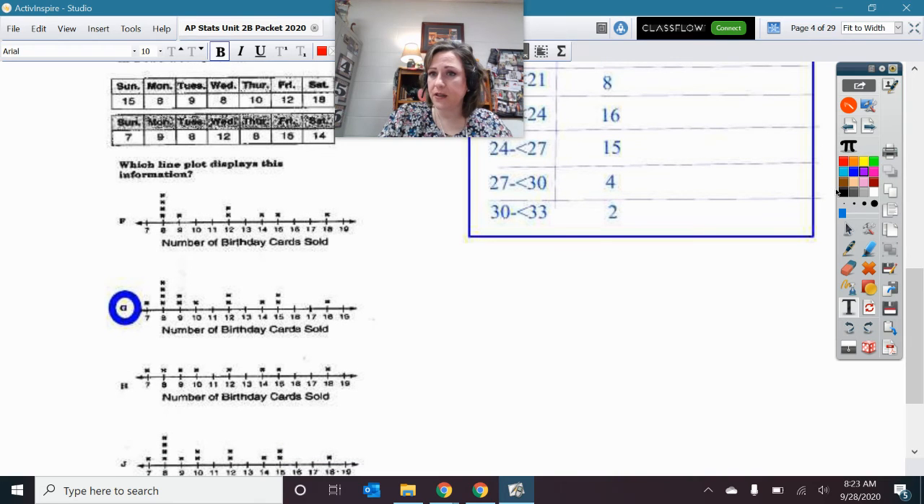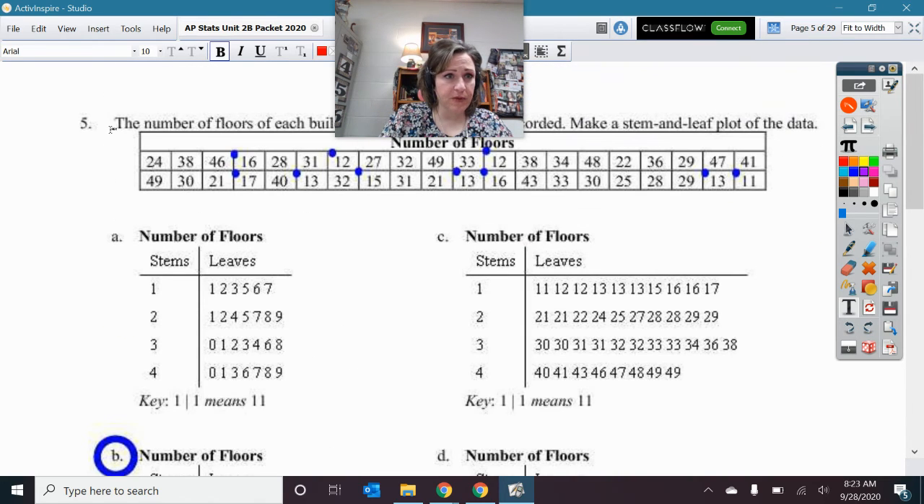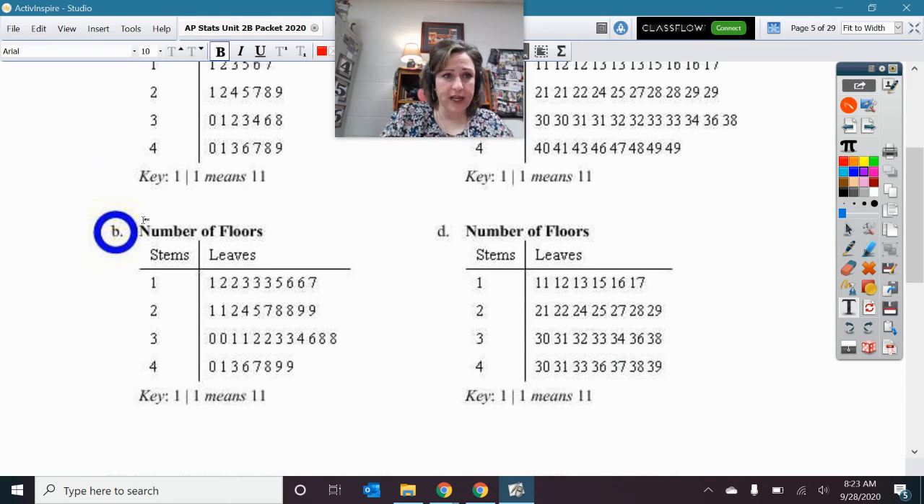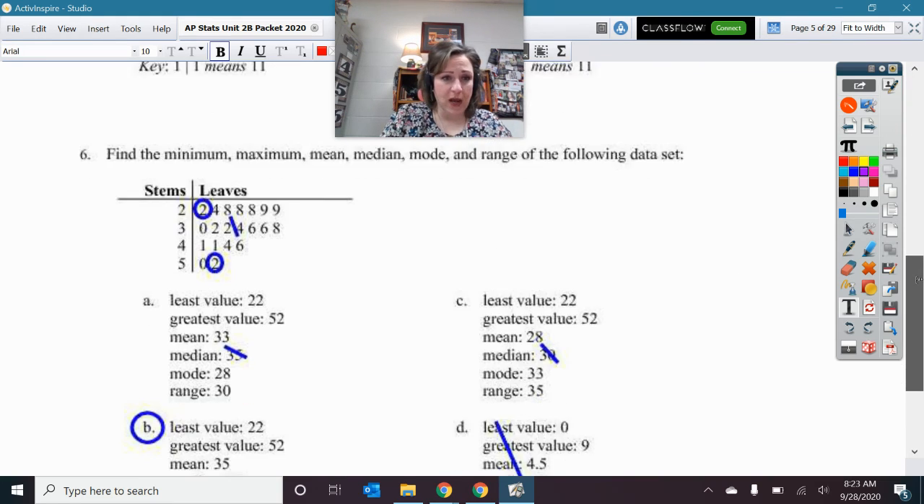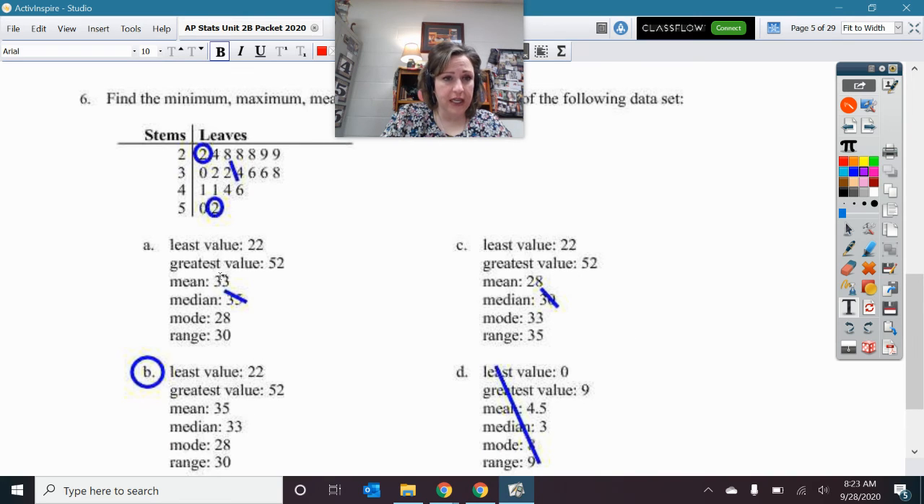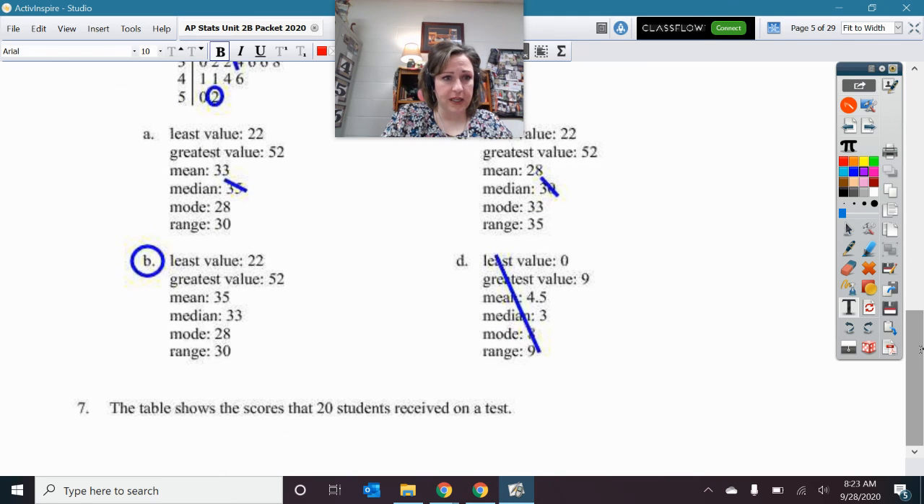Number 4, G ended up being the right one there. Next, number 5. So what I did was I just started looking at one of these stems sections. So I looked at the ones here. I looked at the dots to see which one came out to be correct. B ended up being the one with the correct leaves. Find the minimum and the maximum, and then I counted how many pieces of data there were so I could find the median. The median ended up being in between 32 and 34, so that's why I knew the median was 33, so here it ended up being that answer choice B.